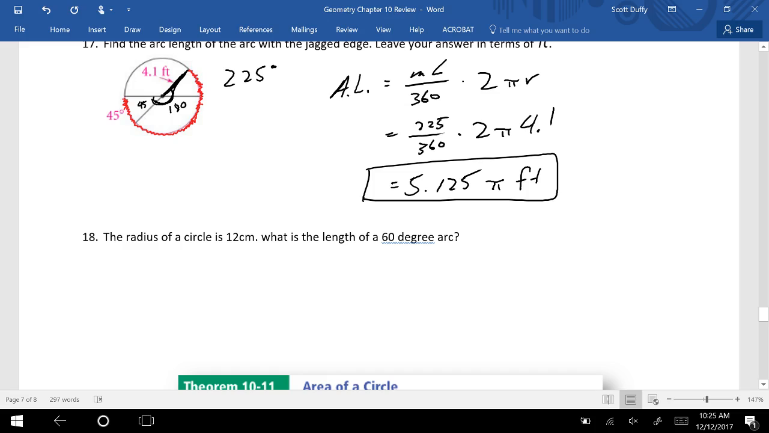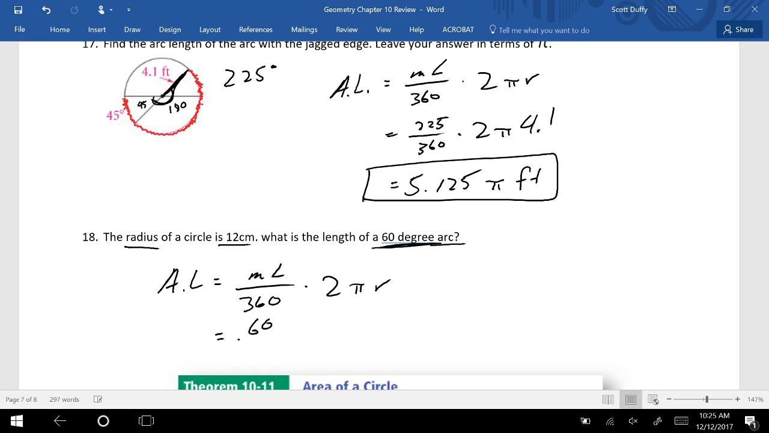Cool. So with this one, we've been given the radius is 12 and it's a 60-degree arc. So that's all we need. Arc length equals the measure of the angle over 360 times 2 pi r. This would be 60 over 360 times 2 pi times 12. Multiply just the numbers, not the pi. So 60 over 360 times 2 times 12 equals 4. Tack the pi on at the end, and that would be in centimeters.